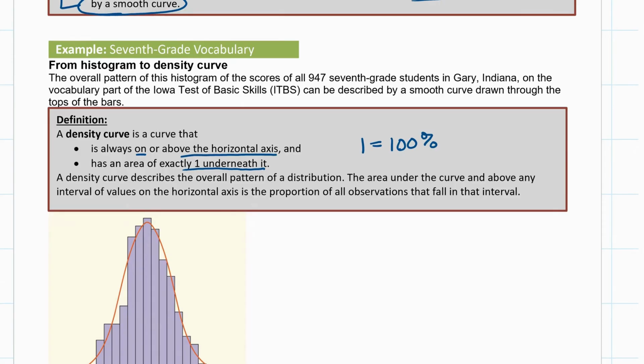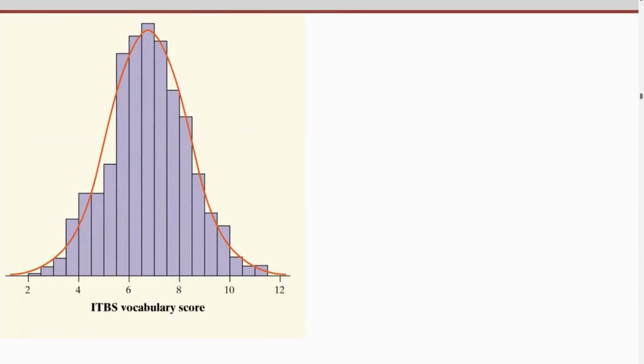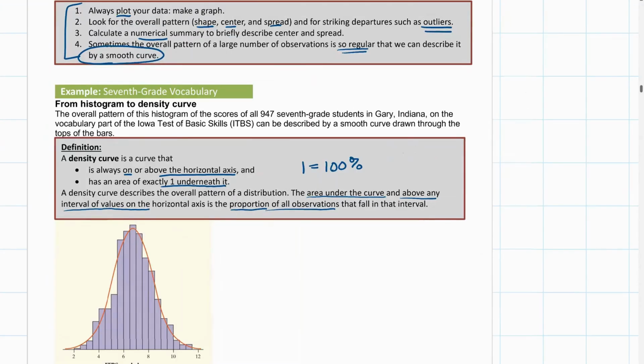The last attribute: the density curve describes the overall pattern, and the area under the curve, but above any interval of values, is proportional to the number of observations that fall in that interval. Let me see if I can make that idea make sense. Let's talk about these scores. These are the scores from the Iowa Test of Basic Skills. They look pretty regular, so someone tried to fit a density curve on them. Let's say we're interested in what proportion of the students scored between 8 and 10.